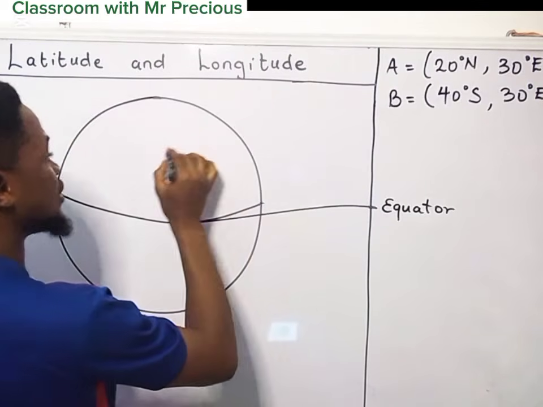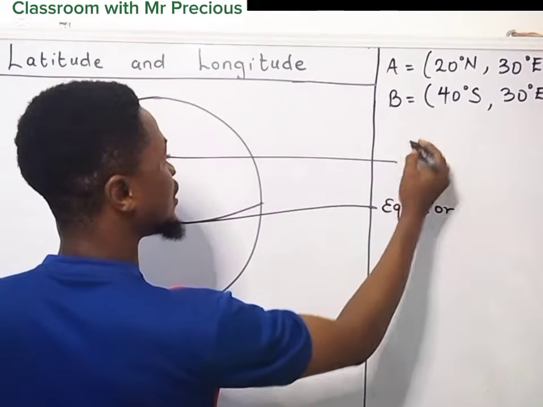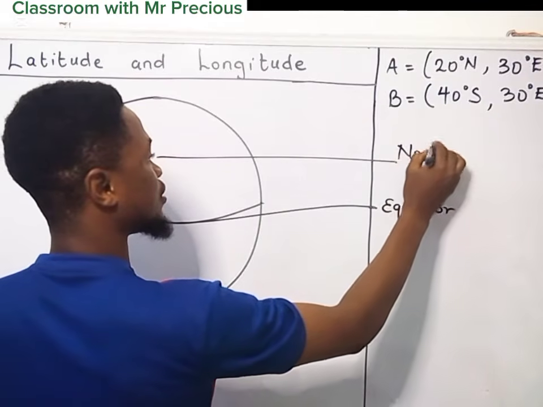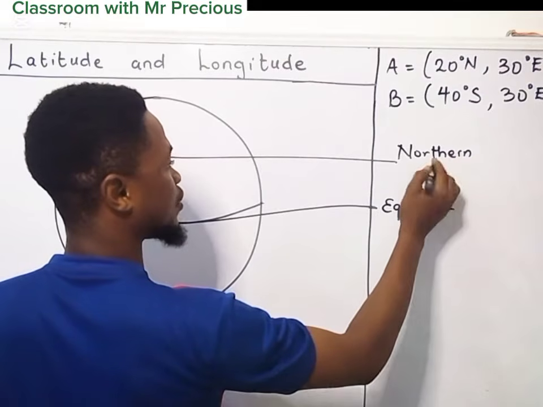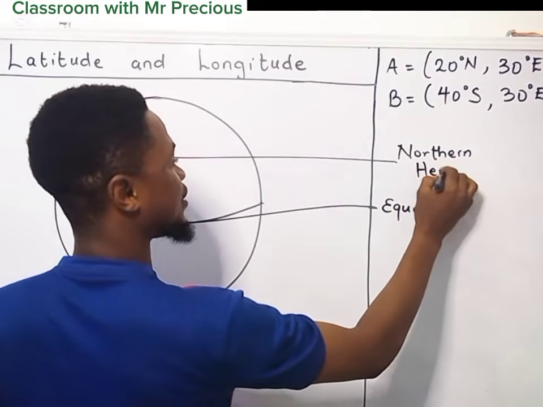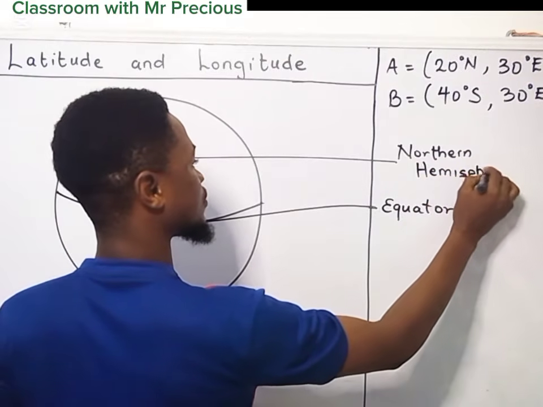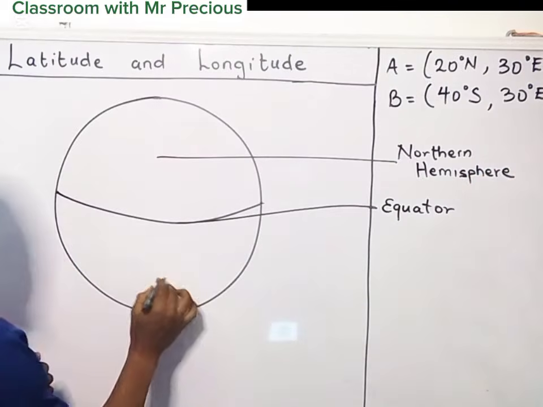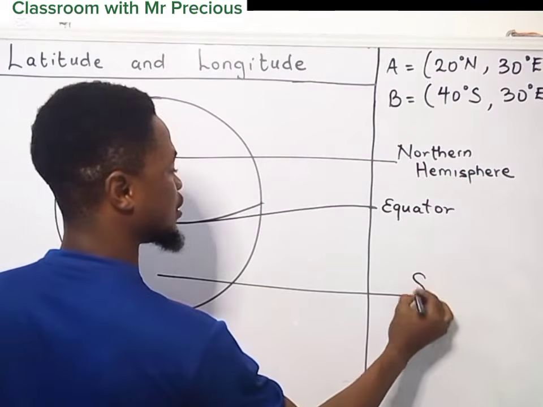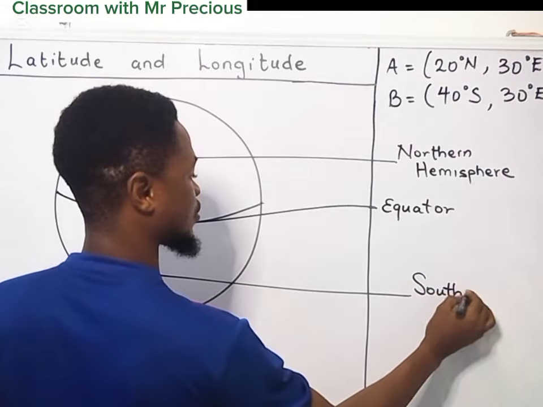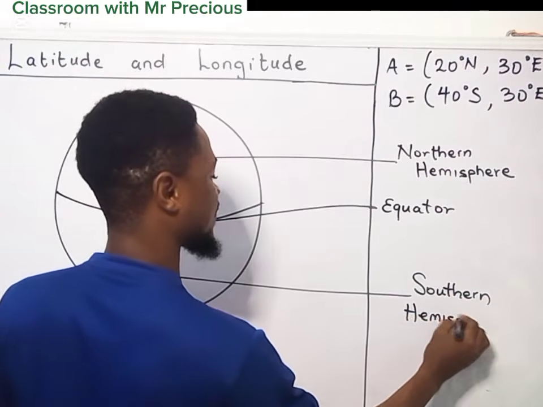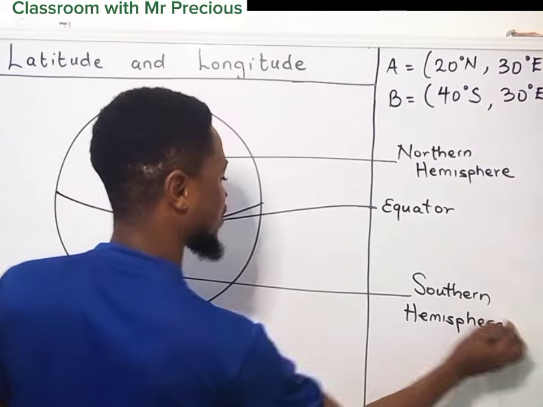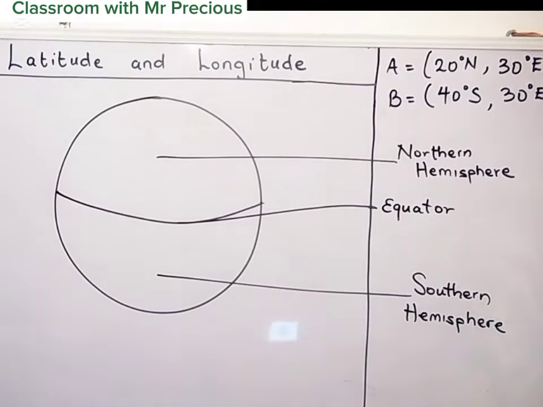This upper side, we call it the northern hemisphere, and this lower part, we call it the southern hemisphere. So that is for the equator.